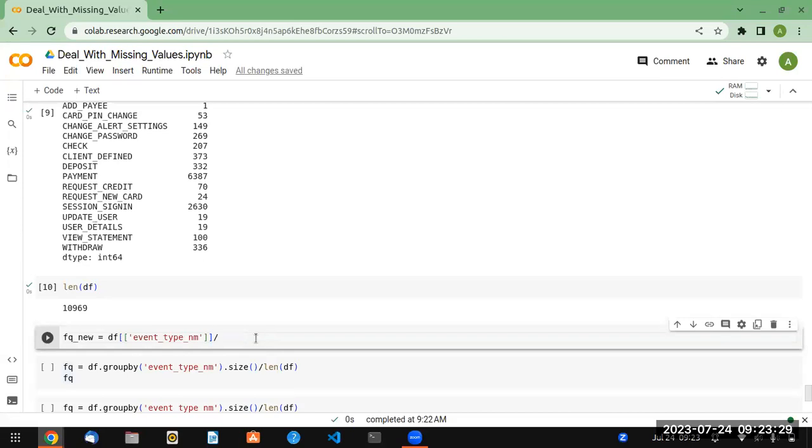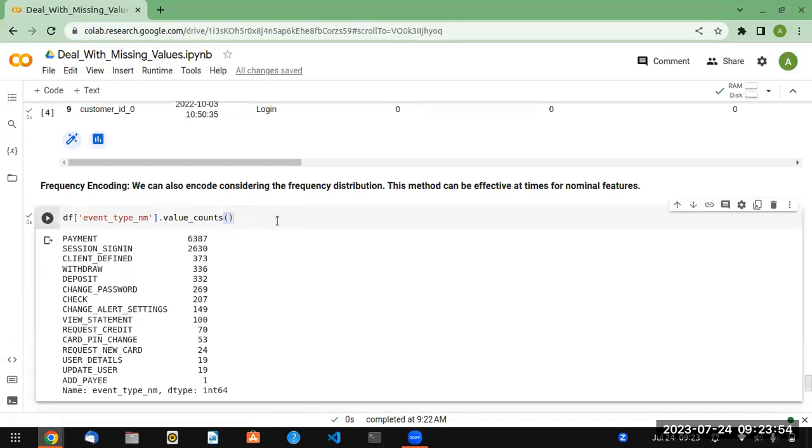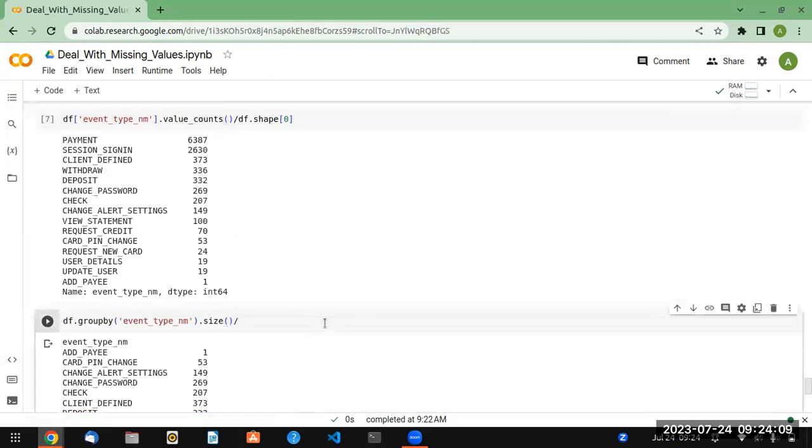So it will divide the size by all the values, right? Here we should give the shape, that is shape of 0. But before that, I have to find the counts, right? Yes, sir. So we can find these values, and then is it the same? Shape of 0 and this size, size divided by length of df. Is it the same, these two codes?